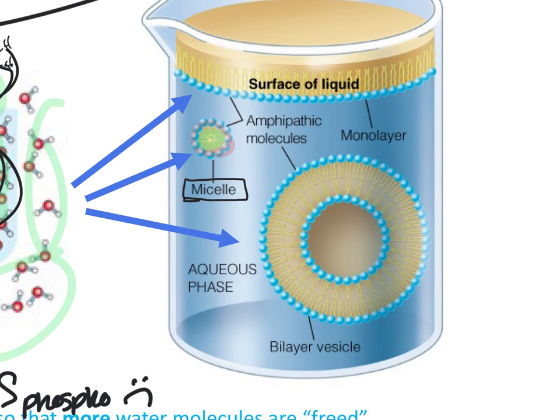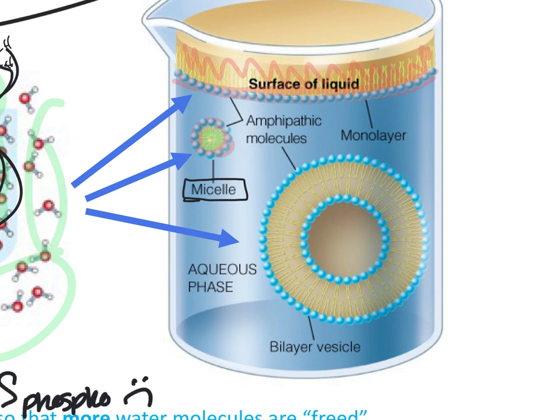And the other kind, a micelle, is essentially a monolayer. If you look at this one up top, this is a monolayer where the phospho head groups are in the water and all the fat is sticking out around the outside. If you take a monolayer and make it into a sphere, you get a micelle.